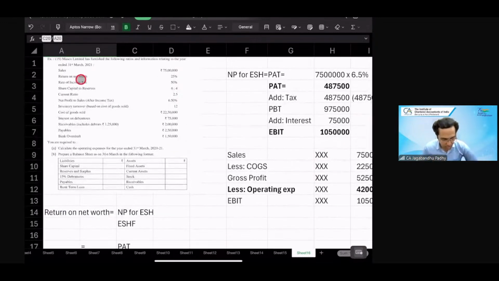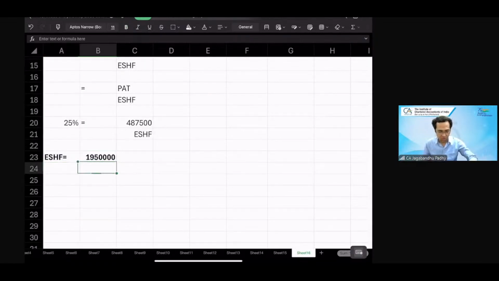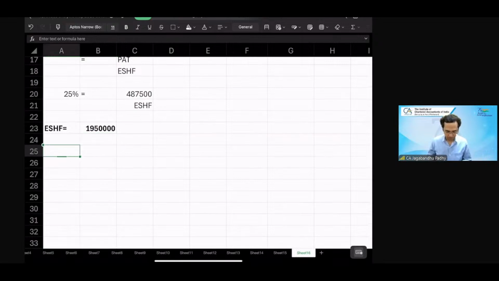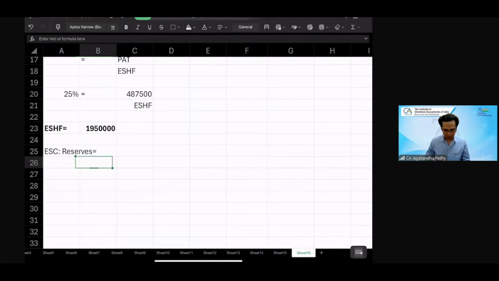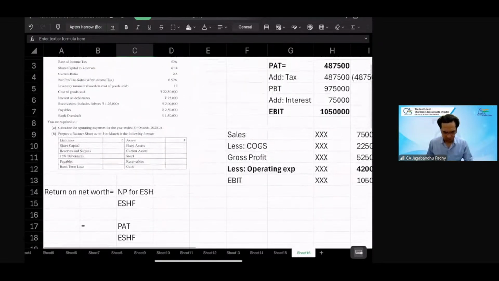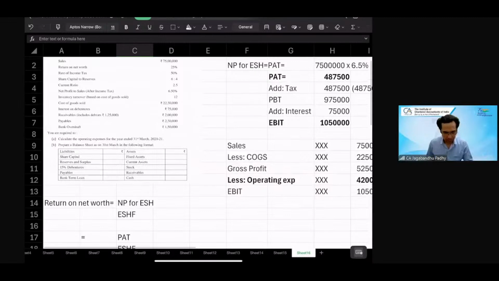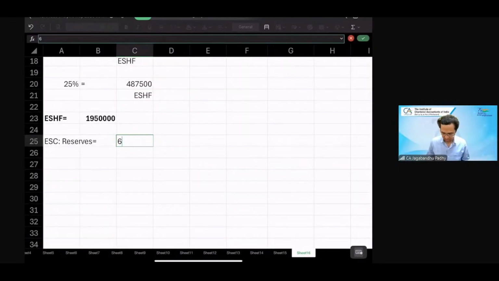So let's check. Do we have some sort of information regarding reserves or any ratio? Yes, the share capital to reserves ratio is given. There is a ratio of share capital to reserves, right? Now, this 19,50,000 needs to be distributed in that ratio. So the ratio of equity share capital to reserves is given as 6:4.